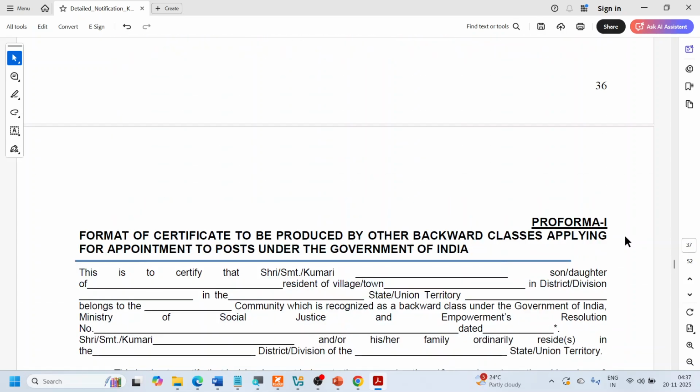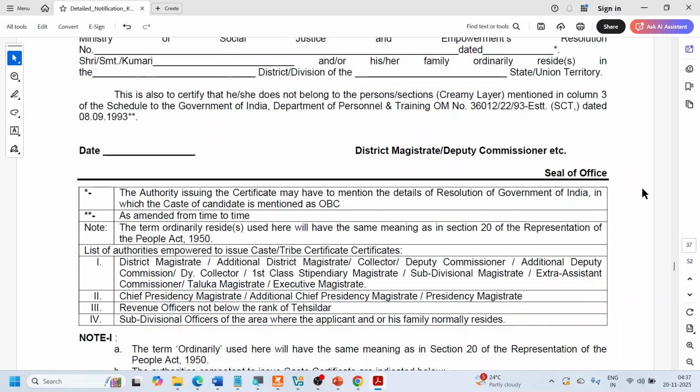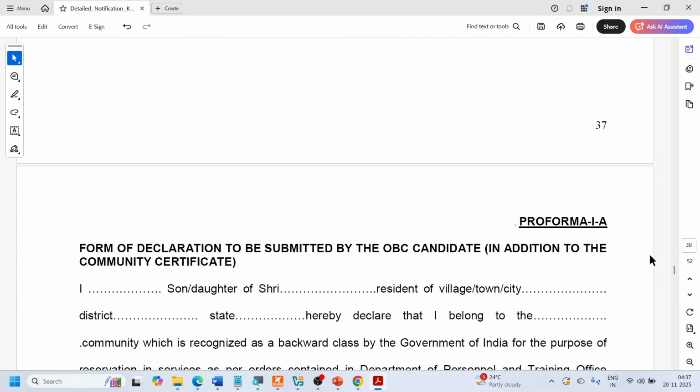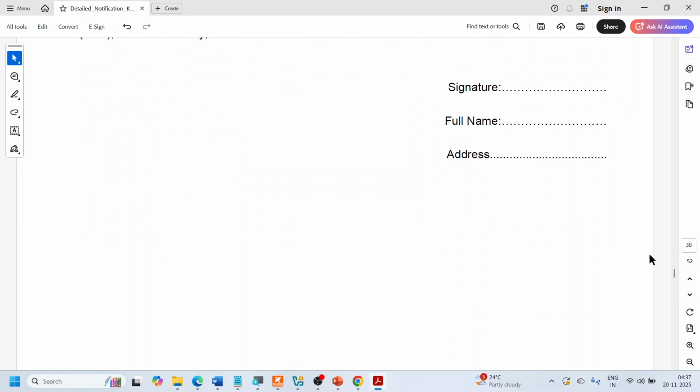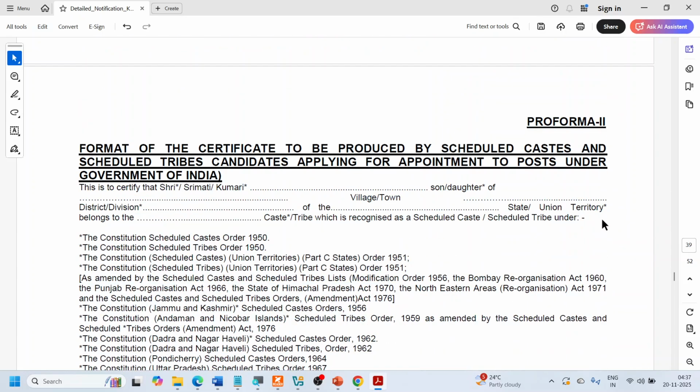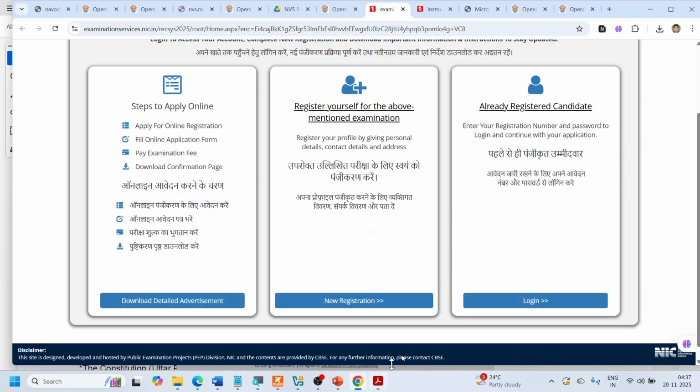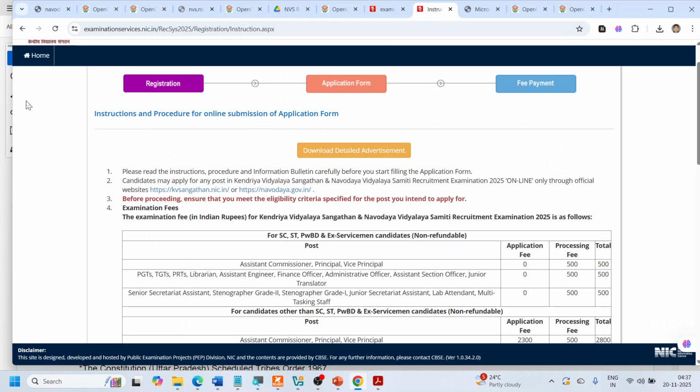These are the proforma, which I'm just giving you a glance of, that you need to fill. You can download and take a printout of this. Now how do you apply for this? You have read all this instruction. Come here and go for a new registration. When you apply for the new registration, this is what you are going to get. First fill the registration form, then the application form, finally fees payment. Three things will be there.